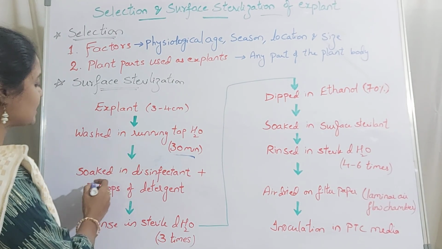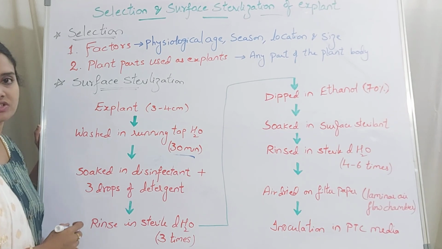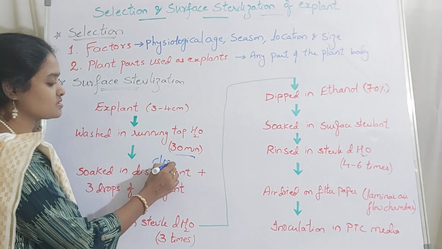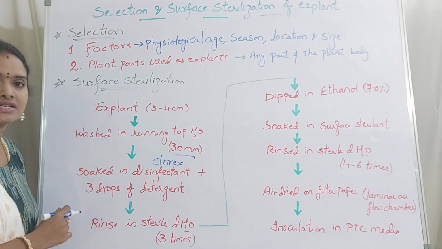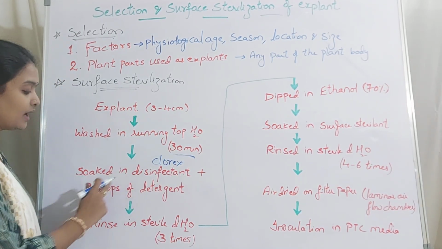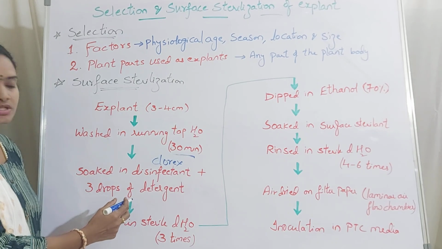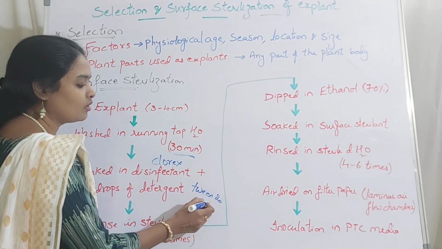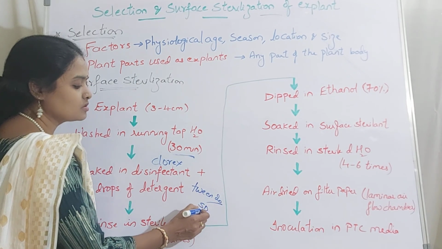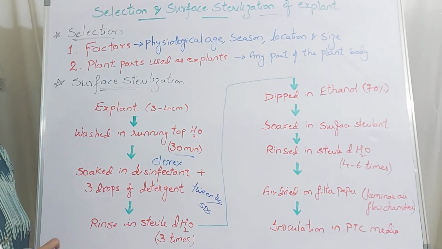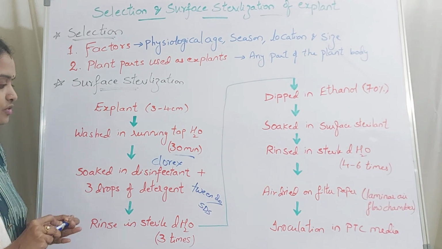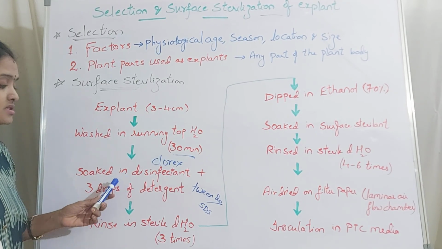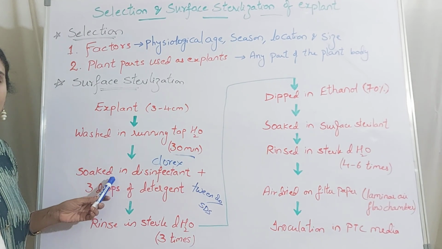Right. Then next is soaking in disinfectant. Mostly we make use of Chlorix. The Chlorix can be used as a disinfectant, where you are going to add 3 drops of detergent. Detergent can be Tween 20 or you can make use of sodium dodecyl sulfate. Okay, mix them, Chlorix and Tween 20 mixed together. Then it is used for the soaking of the explant.